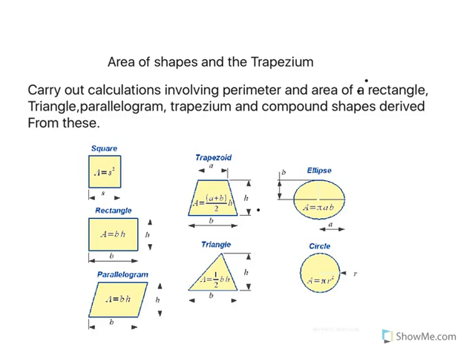I've placed here just some formulas that you really should know by heart. This is all stuff that's review. How to find the area of a square, the area of a rectangle, the area of a parallelogram, and a trapezoid, triangle, circle, and an ellipse. An ellipse might be new for you, but the rest you have gone over.